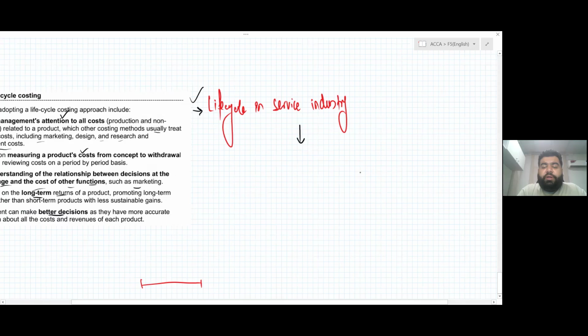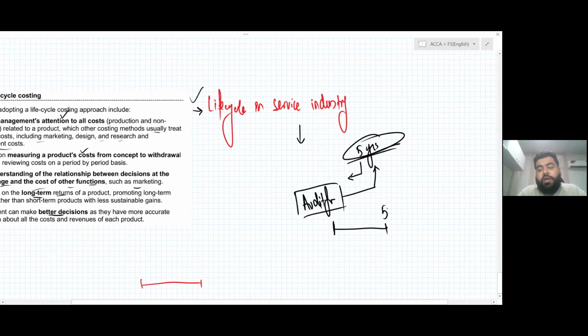For example, one company approaches me, and we are basically an audit firm, and the company has a contract with us for 5 years, that we will provide audit services for 5 years. So we know that the life of the service is 5 years. So we can use life cycle costing here by calculating the entire cost throughout 5 years from starting to end, and just dividing. Now there are no units.